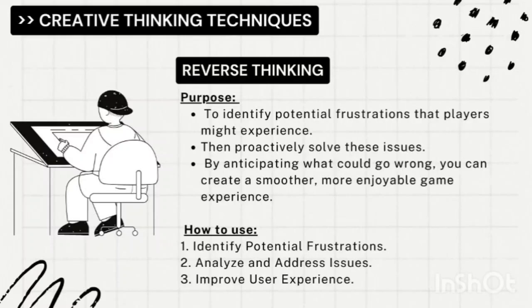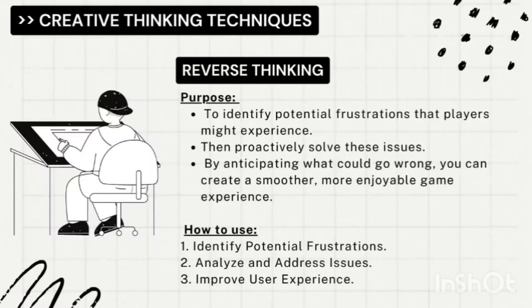The second one is analyze and address issues. Once you have identified these potential problems, work on solutions like smooth animation. Ensure that animations are quick and fluid, keeping the game fast-paced. Then clear instructions. Provide clear, easy to understand rules and tutorials to help players get started quickly.